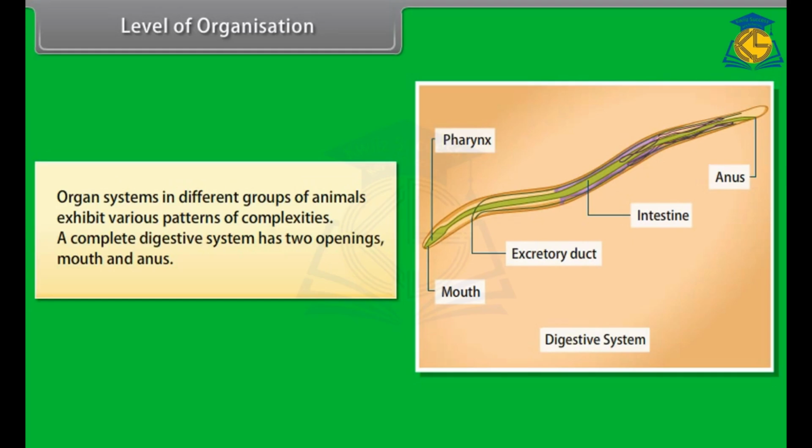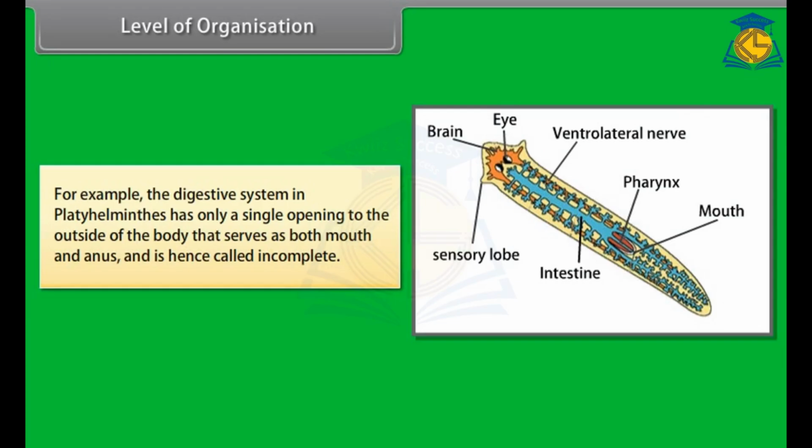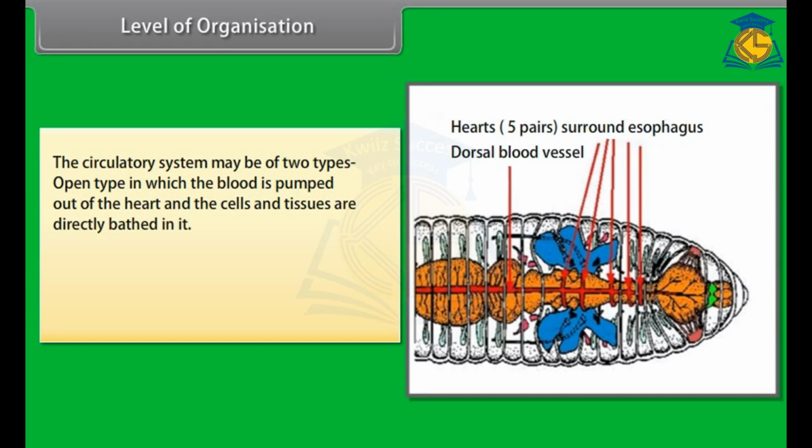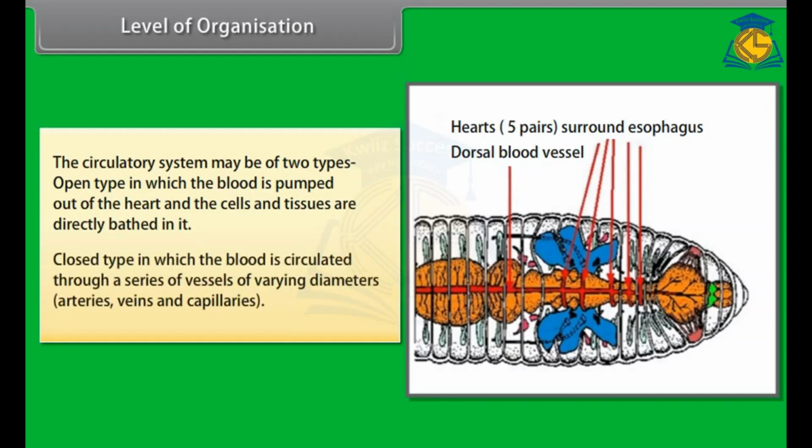A complete digestive system has two openings, mouth and anus. For example, the digestive system in Platyhelminthes has only a single opening to the outside of the body that serves as both mouth and anus, and is hence called incomplete. The circulatory system may be of two types. Open type, in which the blood is pumped out of the heart and the cells and tissues are directly bathed in it. Closed type, in which the blood is circulated through a series of vessels of varying diameters, that is, arteries, veins, and capillaries.